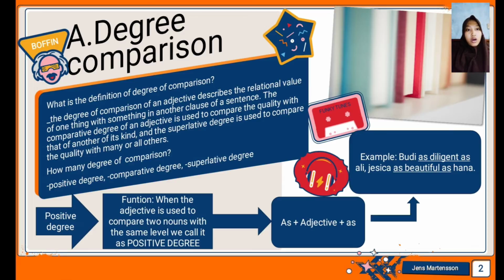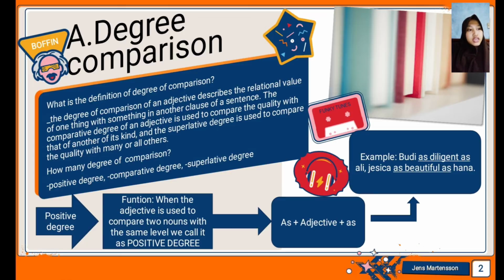So, how many degrees of comparison are there? Degree of comparison is divided into three: positive degree, comparative degree, and superlative degree. The first is positive degree. Its function is when the adjective is used to compare two nouns at the same level. We call it positive degree.